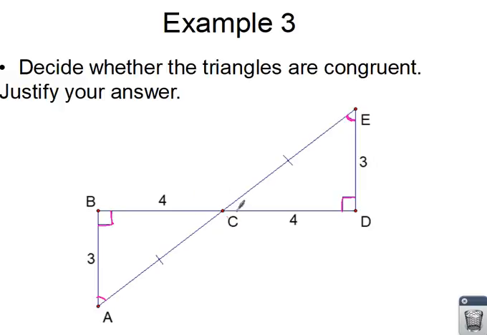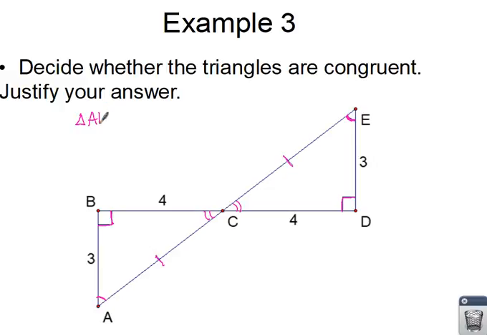So then the third angle in here, these are vertical angles. So we know they're congruent also. So all three angles in the triangles are congruent already. Then for the sides, we have a 3 and a 3. We have a 4 and a 4. And then we've got these with the marks, which are also congruent. So that means all the sides are congruent as well. That means the triangles are congruent.